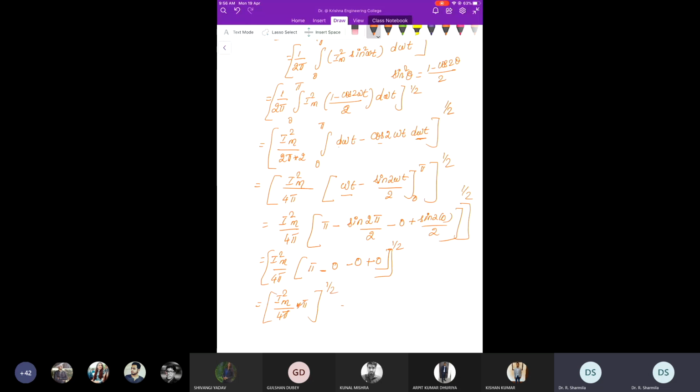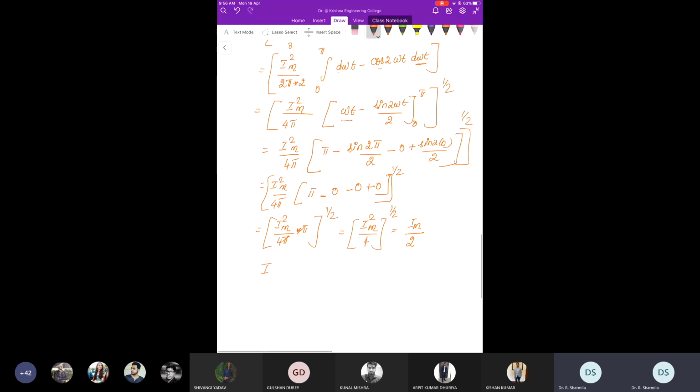So pi and pi cancel, and you get Im squared by 4, whole power 1 by 2. The square and the power 1 by 2 cancel, so you get Im by the square root of 4, which is nothing but 2. So the value of IRMS is equal to Im by 2.